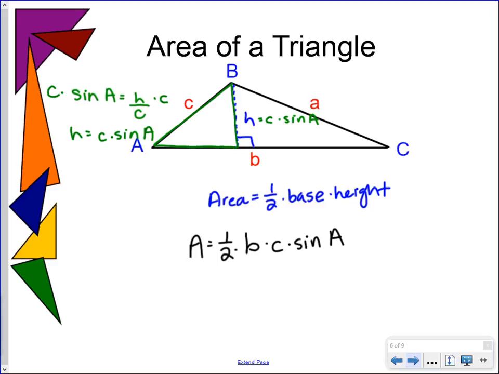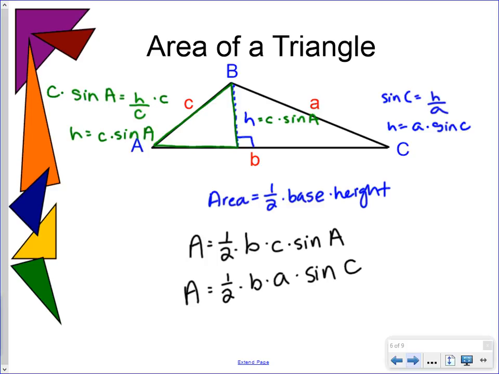If I look at the height from a different angle, that will change things. Suppose I look at it from C. Then I would say the sine of C is equal to H over A. So H is equal to A times sine C. And I could use that as my height and B as my base, and I would have another formula that looks like area equals 1/2 times base times A times sine C.